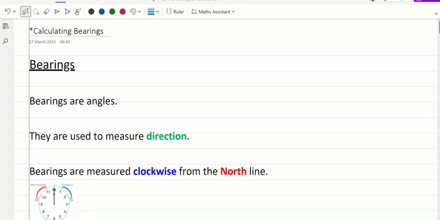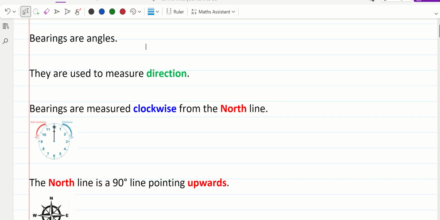So in this video, I'm going to go through bearings and I'm focusing on calculating bearings rather than drawing bearings. Now, bearings are angles and they are used to measure direction, and bearings are measured clockwise. So if you think of a clock, the clock is going 1, 2, 3, 4, 5, 6, it's going in this direction, and that direction is a clockwise direction.